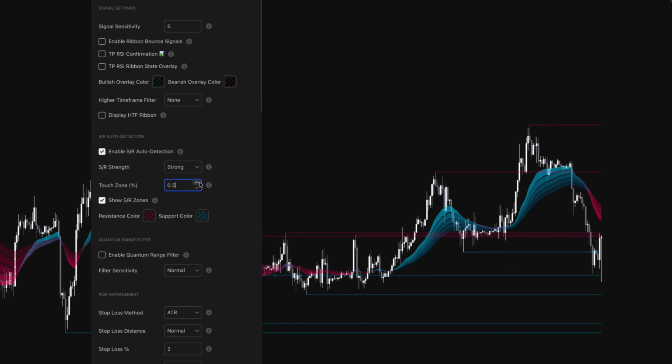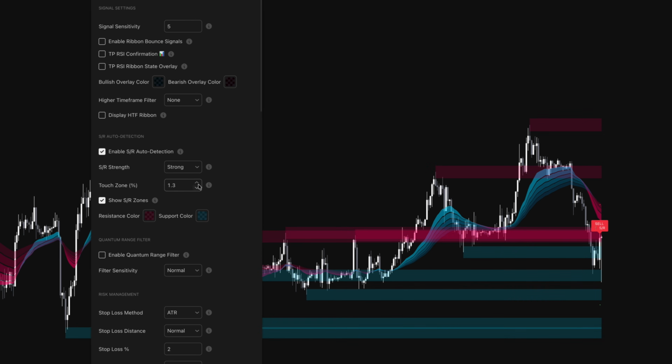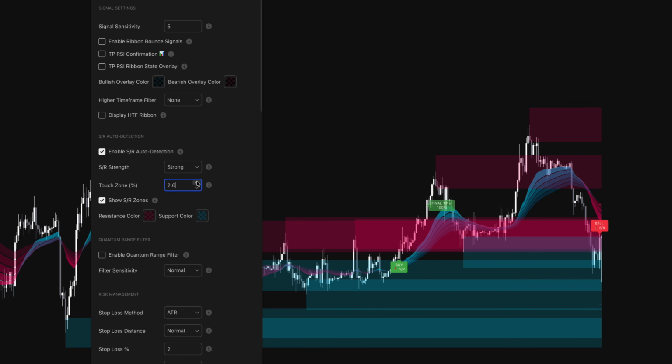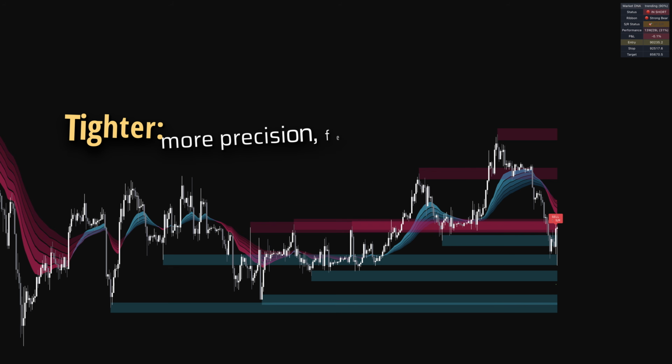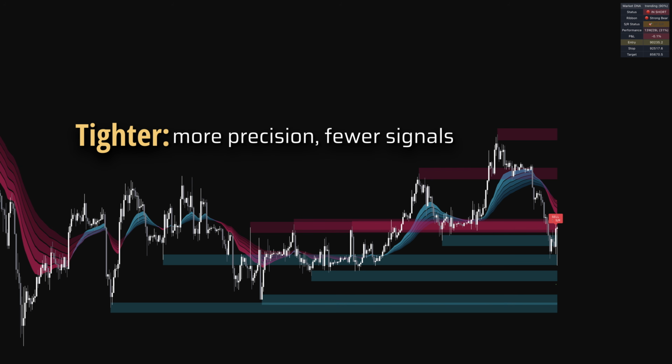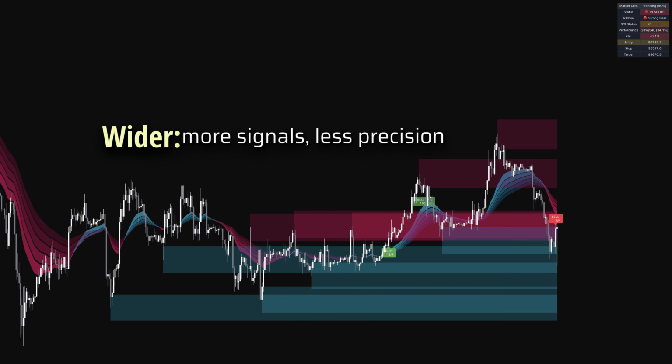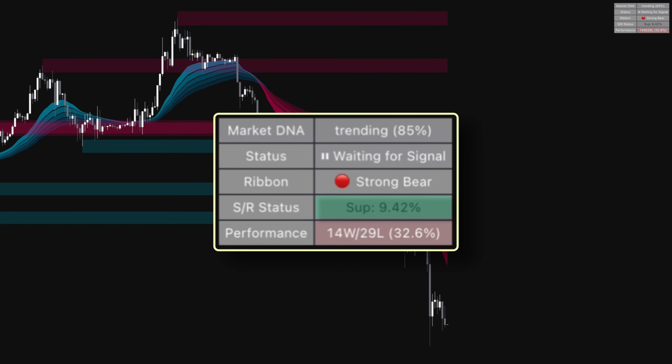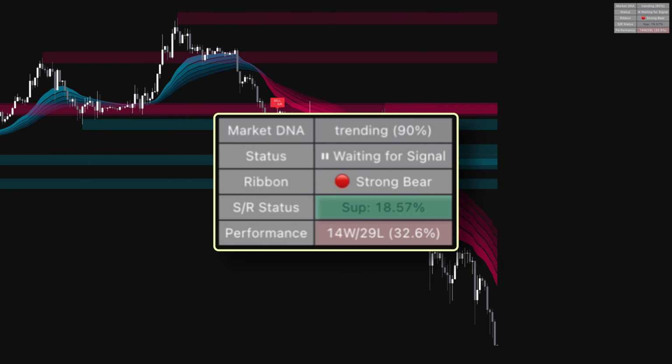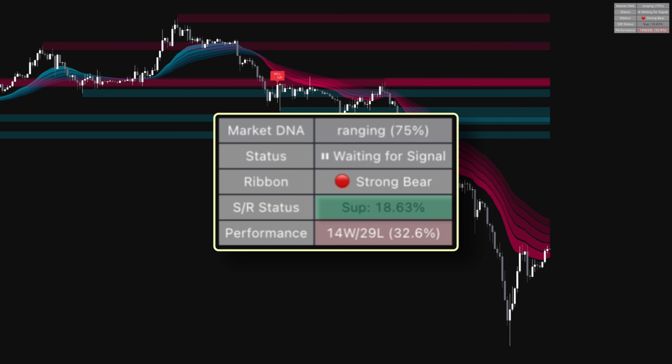Touch zone controls how close price needs to be to a level, anywhere from 0.1% to 5%. Tighter means more precision, fewer signals. Wider means more signals, less precision. The stats table shows real-time distance to the nearest key level. You always know how close you are to a key zone.